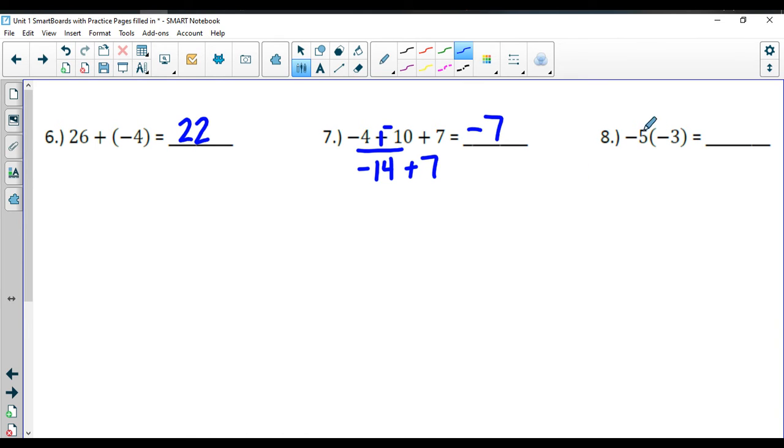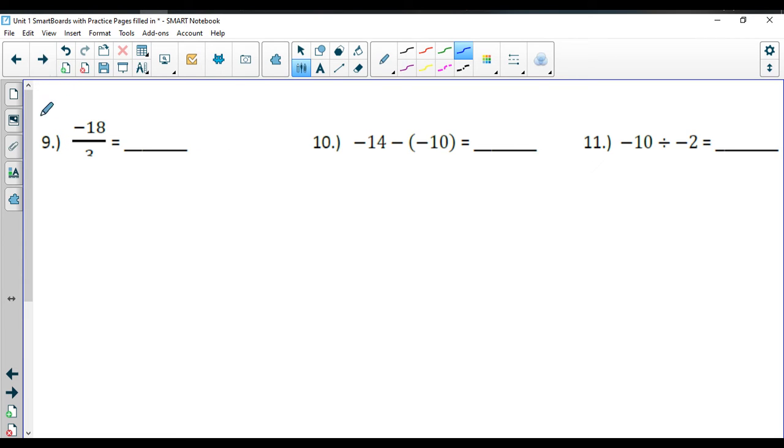In number 8, there's no operation in between here, so you're multiplying. -5 times -3 is a +15. The rule is signs are the same, your answer is positive. Take a look at 9, 10, and 11.